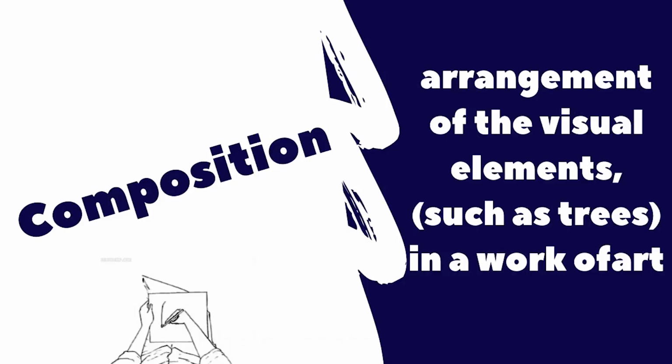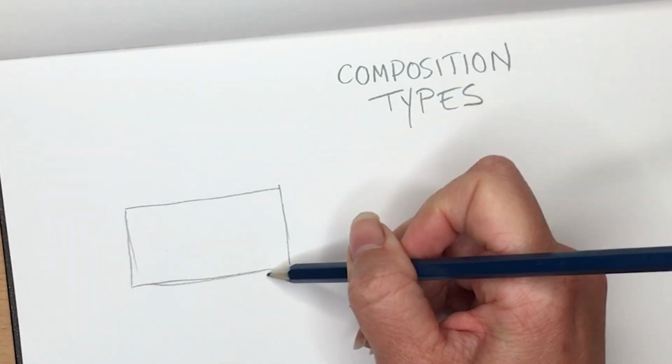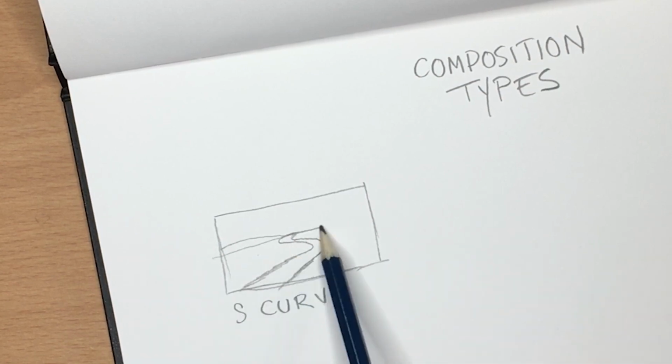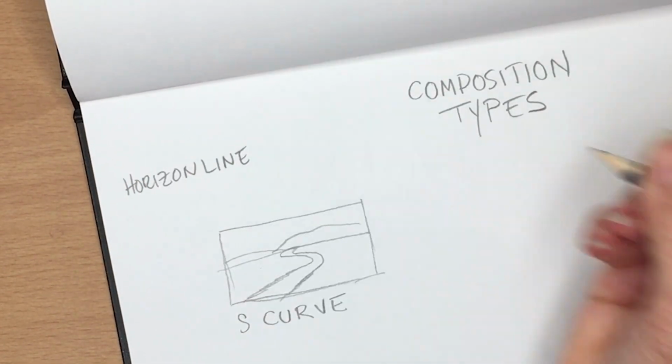It's important to think about your composition, or how you arrange the visual elements on your paper. These are just some to get you started on how you want to organize your landscape composition.